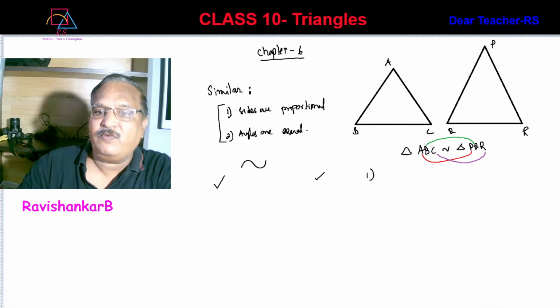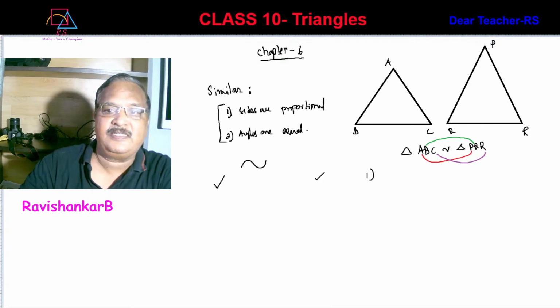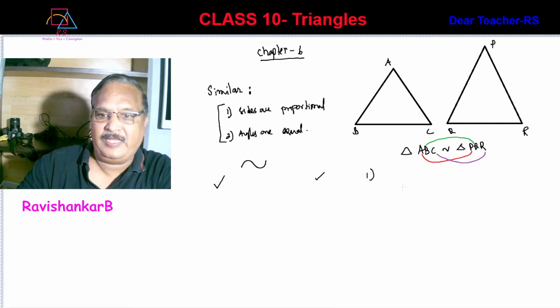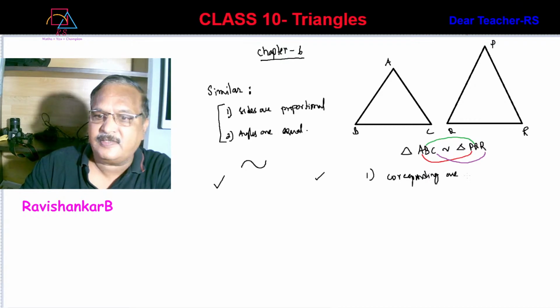Okay, then what does this corresponding indicate? A corresponding to P, B corresponding to Q, C corresponding to R. Okay, so this is how the representation takes place. So then in the first case, corresponding angles are equal. If two triangles are similar, corresponding angles are equal.